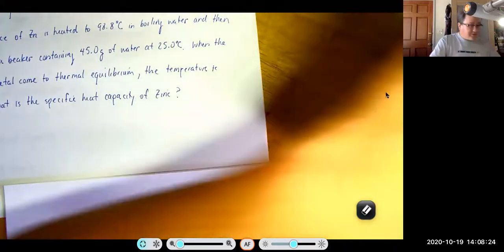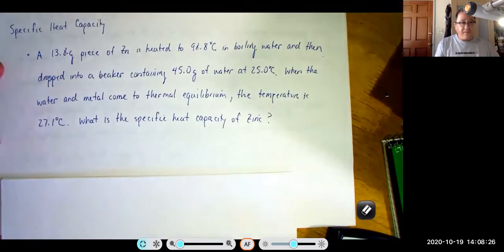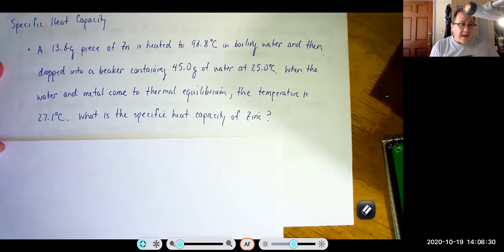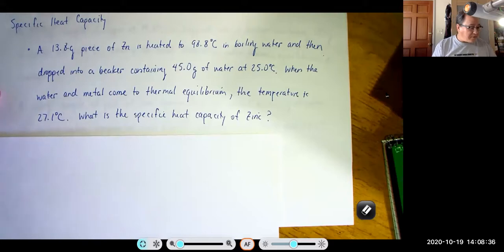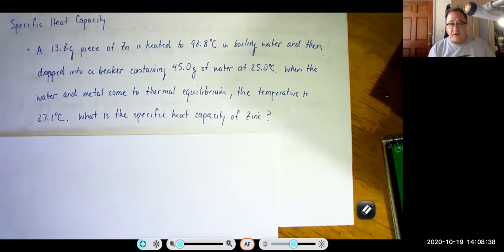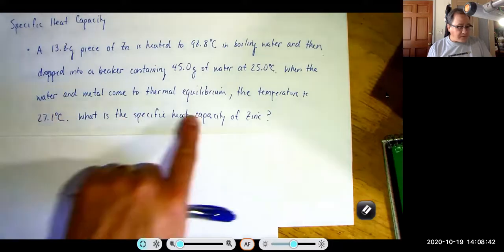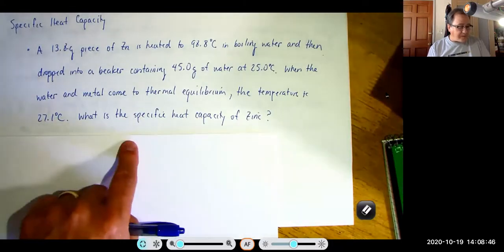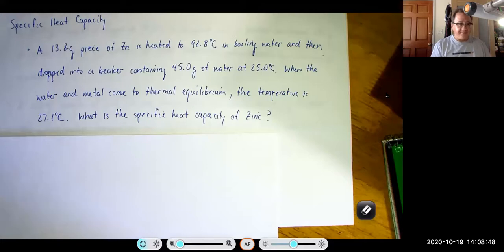Alrighty then, here's another one. A 13.8 gram piece of zinc is heated to 98.8 degrees Celsius in boiling water and then dropped into a beaker containing 45 grams of water at 25 degrees Celsius. When the water and metal come to thermal equilibrium, the temperature is 27.1 degrees Celsius. What is the specific heat capacity of zinc?